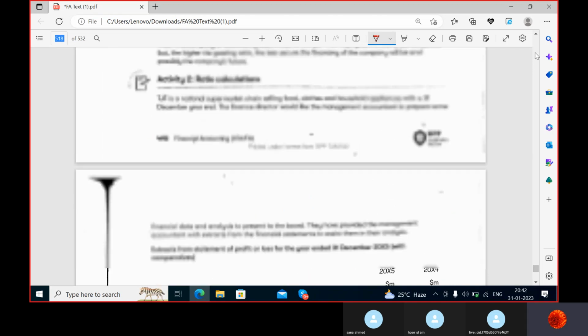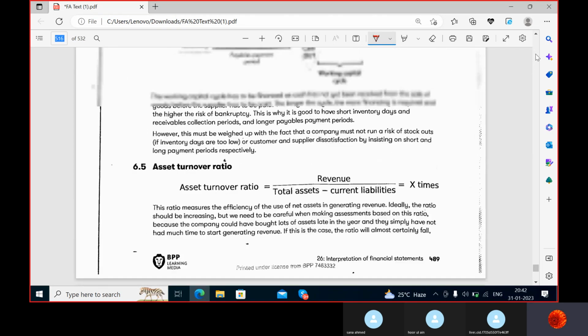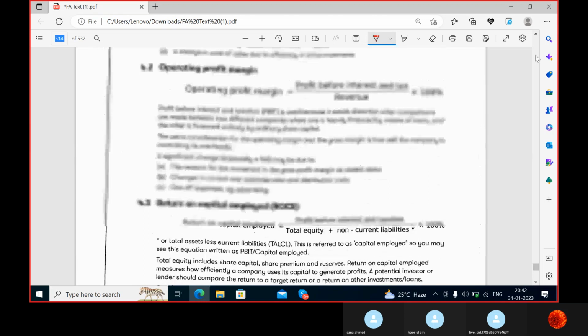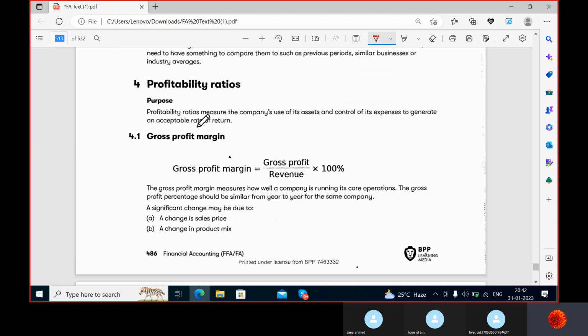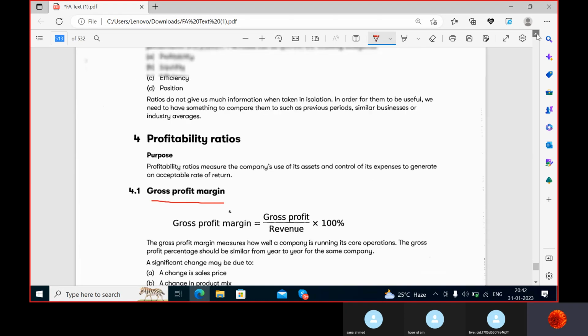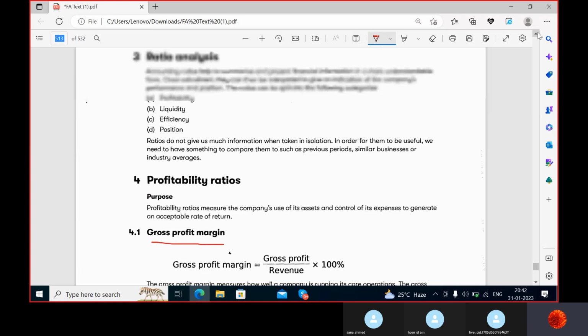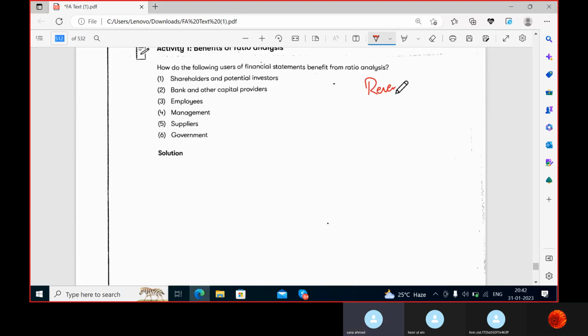That's it. Now, the next part of the ratios we need to discuss is profitability ratios. This is the first ratio we are going to discuss under profitability ratios, that is gross profit margin. How will you find out gross profit? To find gross profit, we have to make a small income statement. We'll start with revenue, and then from revenue we will remove COGS, cost of goods sold.